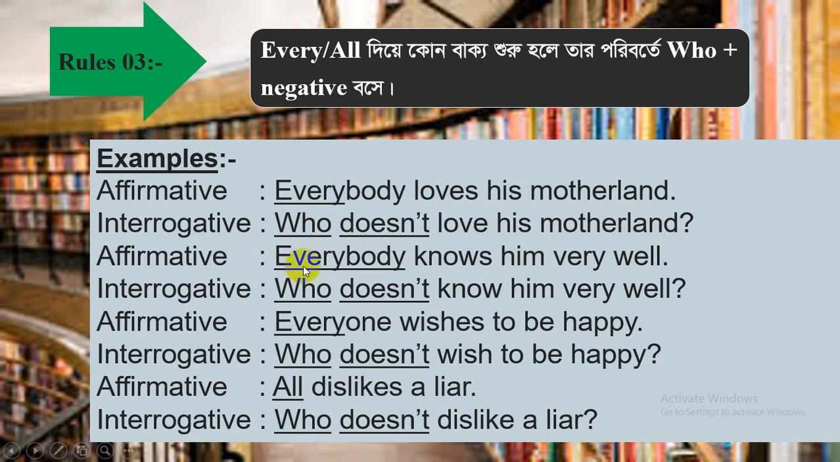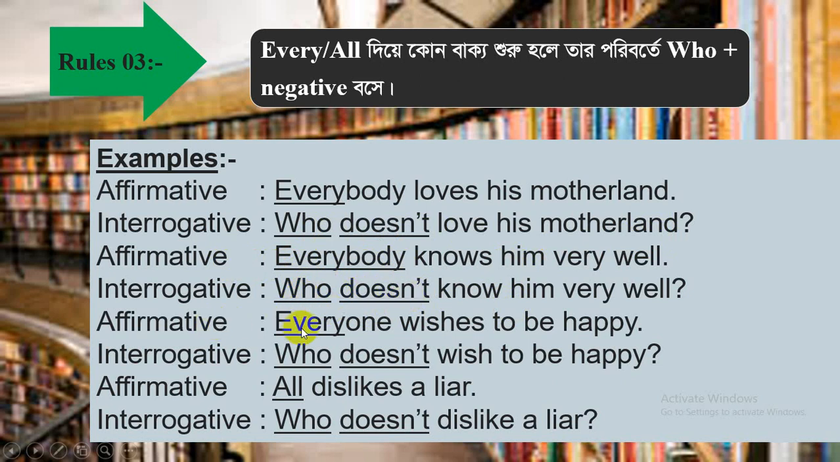Another affirmative sentence: everybody knows him very well. So interrogative will be, who doesn't know him very well? In the place of every, we have to use who. And after that, we have to use negative auxiliary.